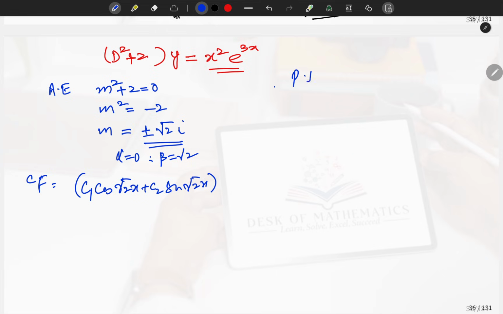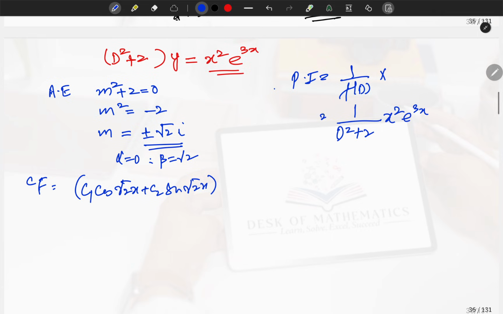Now your particular integral is 1 by f of D of x, that is 1 by f of D square plus 2x square e raised to power 3x. When you have the product of e raised power x with any polynomial, you have to take the e raised power x out and make the D as D plus a. So here a is 3, so we will take the e raised power 3x out, and your form will be D plus 3 whole square plus 2x square.